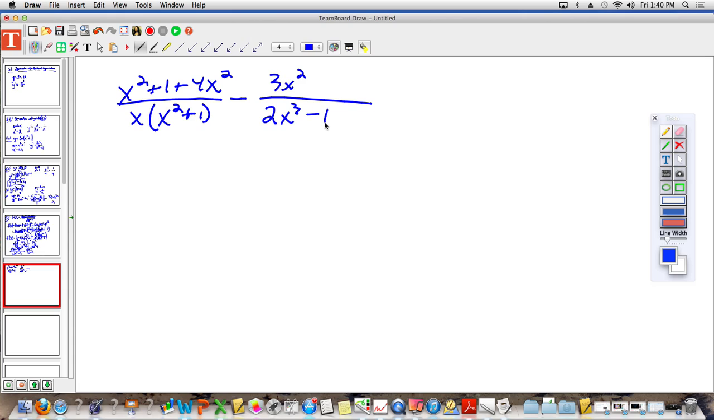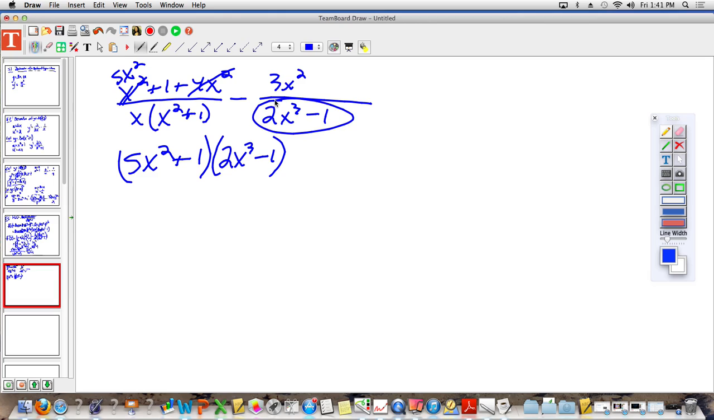So we're going to multiply. Actually, first of all, what should I do with this numerator? Simple. What is 1x squared and 4x squared? 5x squared. So we have 5x squared plus 1. That has to be multiplied by what? 2x cubed minus 1. We've got to multiply by this denominator, this one right here.